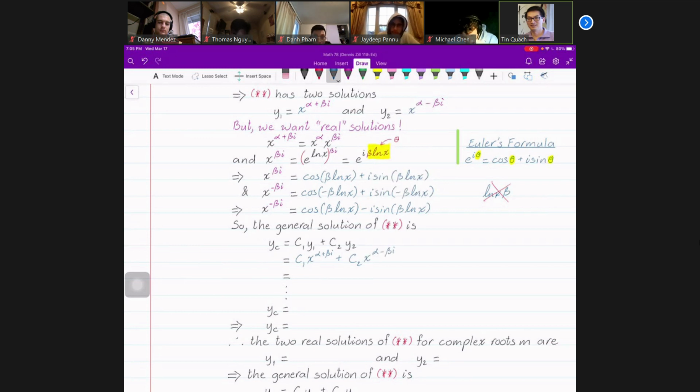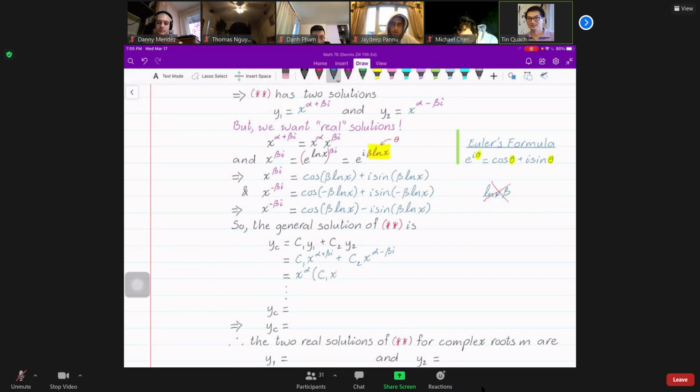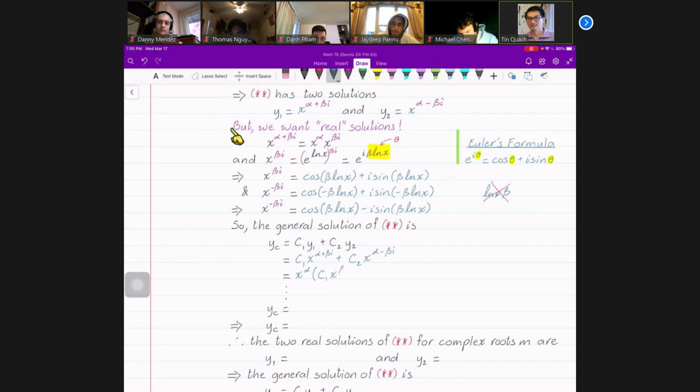So from here, you can factor out x to the alpha. And then in here, you have c sub 1, x to the beta i plus c sub 2, x to the negative beta i. And you know what they are. So x to the beta i and x to the negative beta i right here, right? So you just replace these two with those, okay?